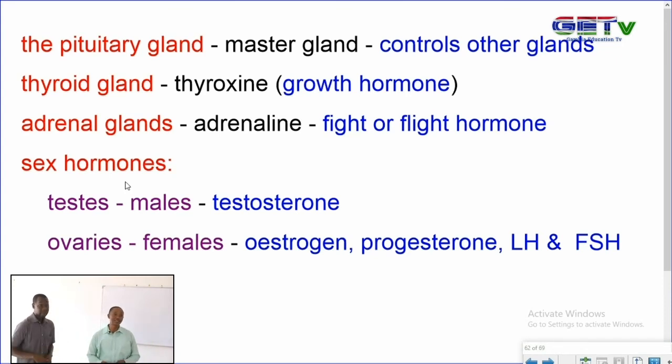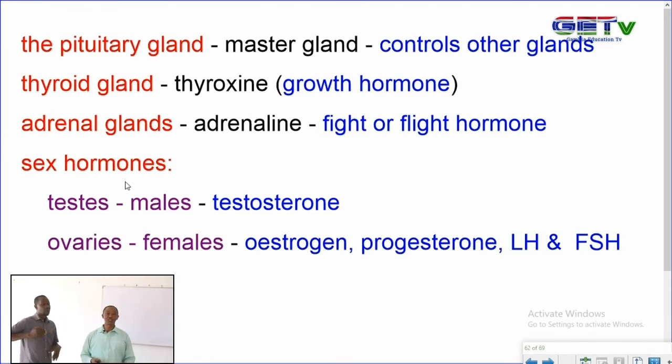And we also have the sex hormones. From the testes in males, they produce testosterone. This is what makes the boy grow into a man. He has all the man things: the facial hair, the heavy voice, and so on, masculine, tough, macho. And in the females, the ovaries prepare the woman to become a female.